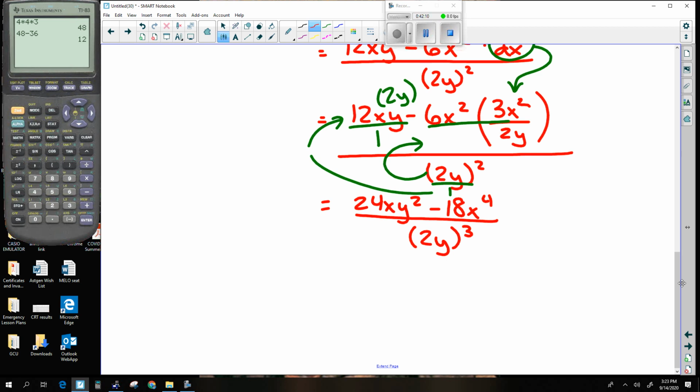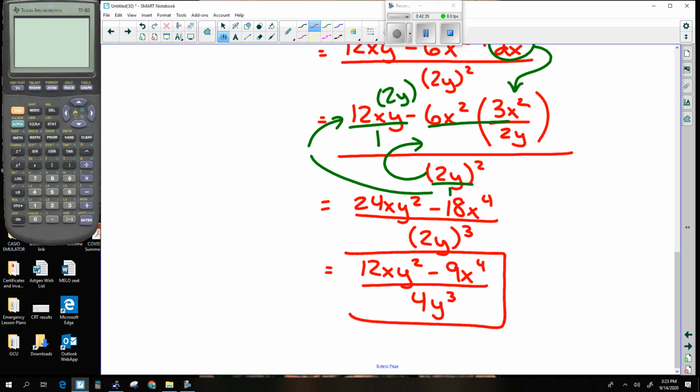You can take out a 2. So 12xy squared minus 9x to the fourth. This is actually 8y to the third, so this is going to be 4y to the third. Again, the denominator is the same thing, 8y to the third.